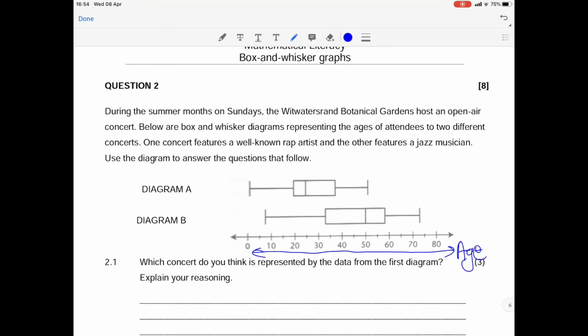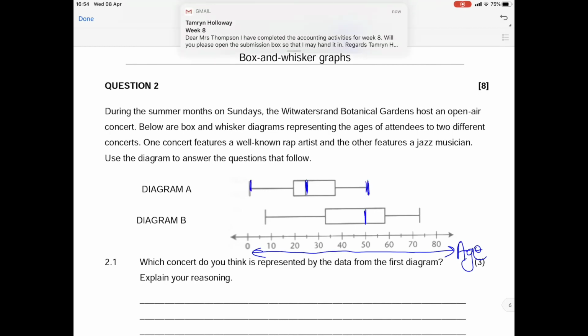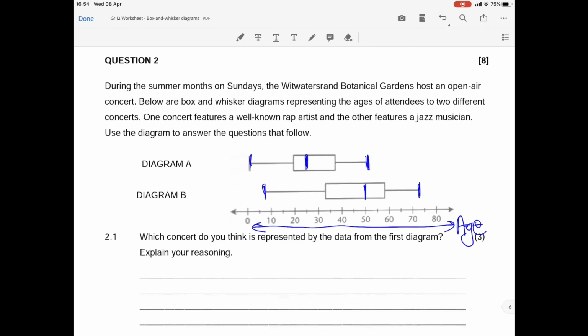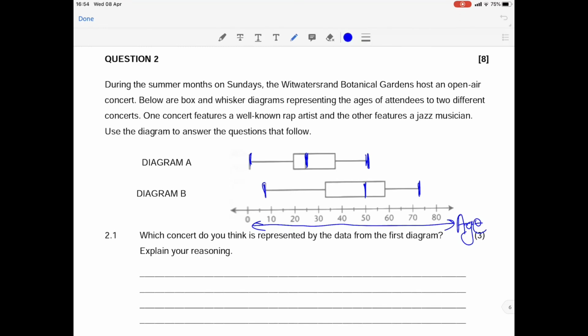So your Box-Whisker plots, remember what they're going to show you. They're going to show you the median age over here for each of the different concerts, the maximum age and the minimum age for each of these concerts. So, question 2.1 asks, which concert do you think is represented by the data from the first diagram? So, diagram A. Do you think it is representing jazz or do you think it is representing rap?